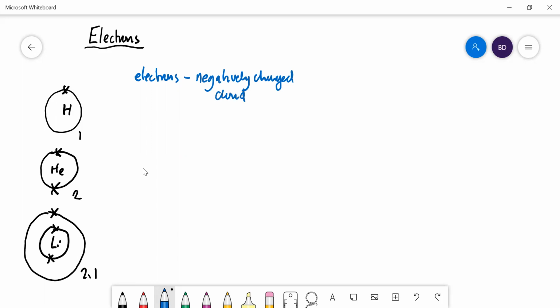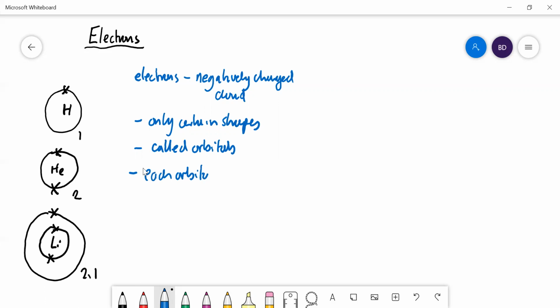But these clouds can't take any old shape. They're only allowed to take certain shapes, and these shapes are called orbitals. There are certain predefined shapes that they're allowed to occupy. Another rule is that each orbital can only fit 2 electrons in there.